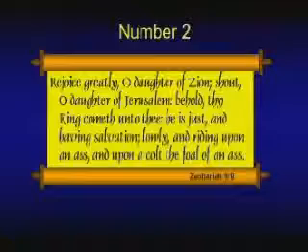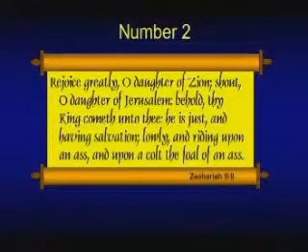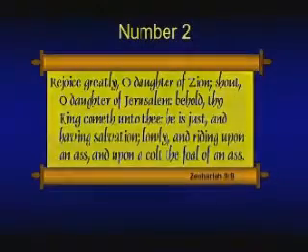Again from Zechariah. It says, Rejoice greatly, O daughter of Zion. Shout, O daughter of Jerusalem. Behold, thy king cometh unto thee. He is just and having salvation, lowly, riding upon an ass, and upon the colt, the foal of an ass. Zechariah 9:9. And obviously Jesus Christ went out of his way to fulfill this very specific one.